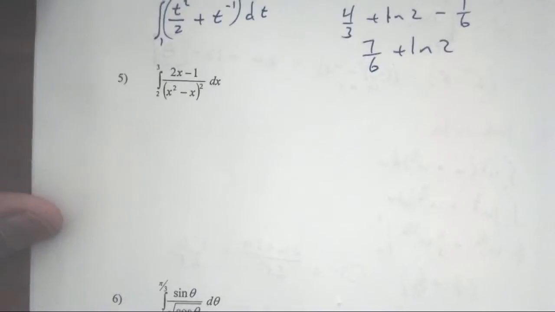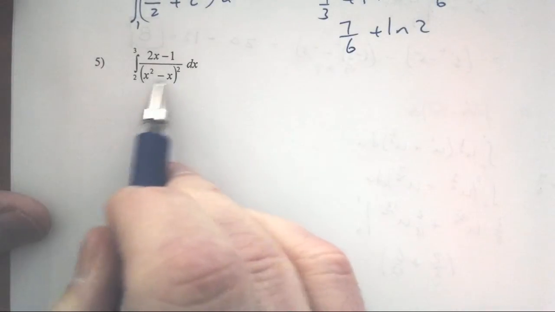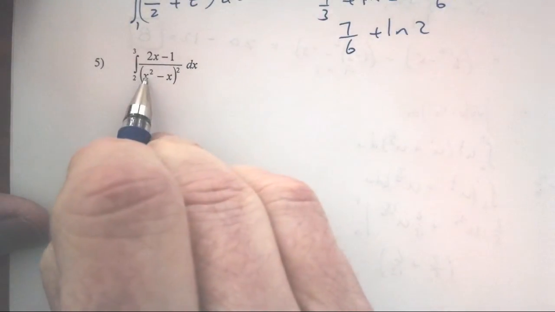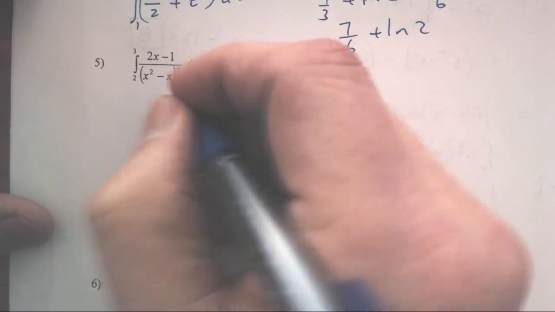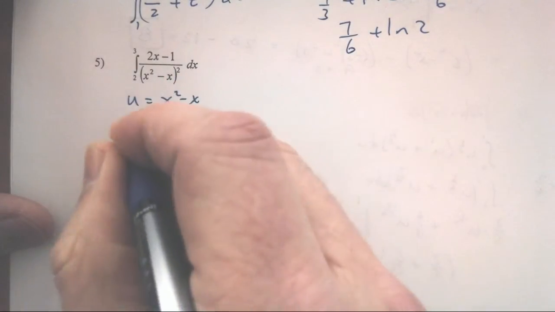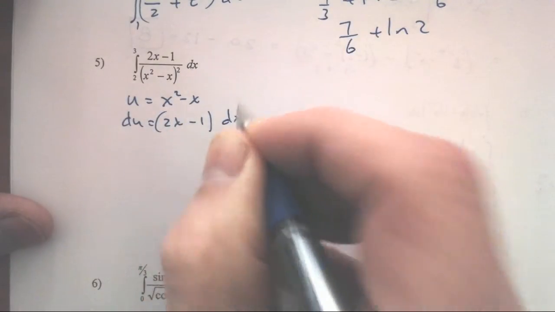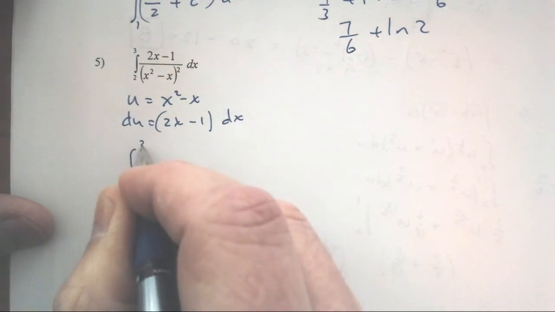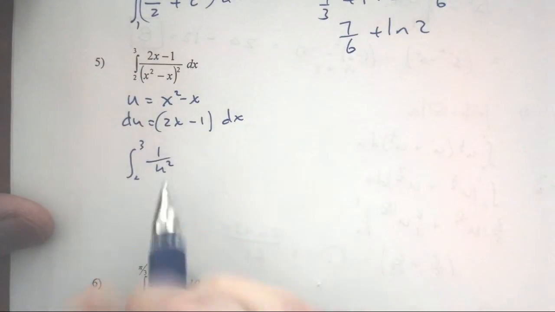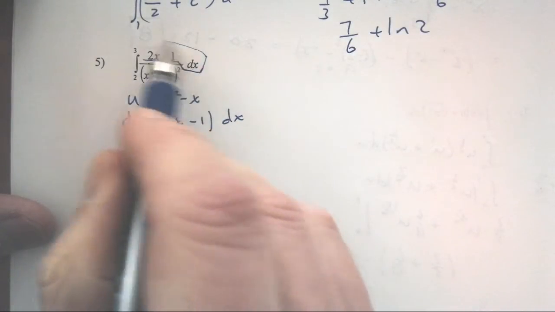All right. How about this guy? This one, can't split this. However, if I notice the derivative of x squared minus x is 2x minus 1, this should be a pretty simple u du. U is x squared minus x. Du is 2x minus 1 dx. So this is integral 2 to 3 of 1 on u squared. And du actually takes care of everything else.